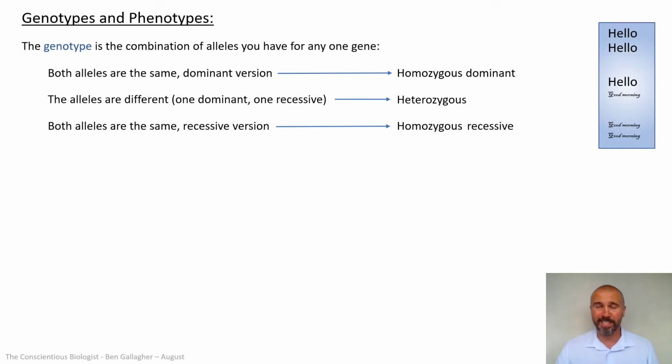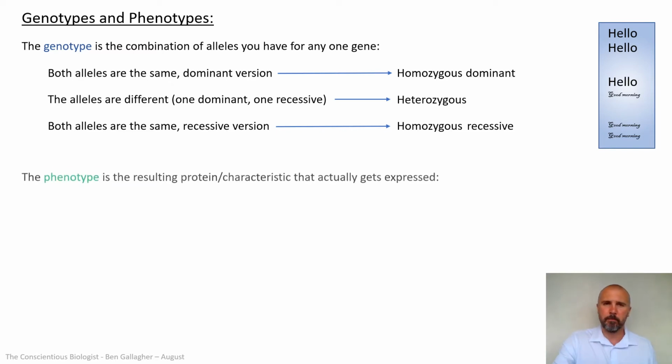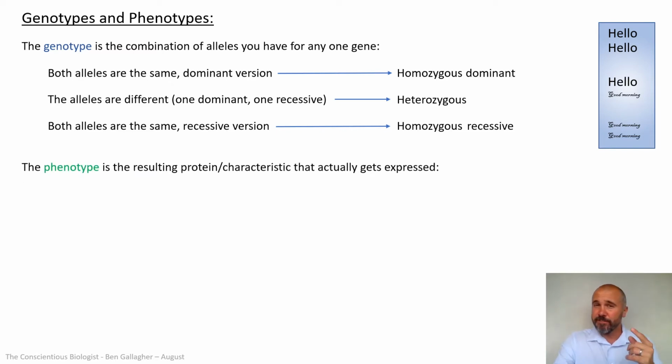This is getting tricky already, I know. You may have to rewatch that to get it set in your head, but I'm trying to make it as straightforward as I can. Let's move on to the phenotype, because the phenotype is the resulting protein or characteristic that actually gets expressed. So if we're talking about my examples up there, given those genotypes, what do I actually end up saying? Well, for the top one that was hello, hello, I express hello.